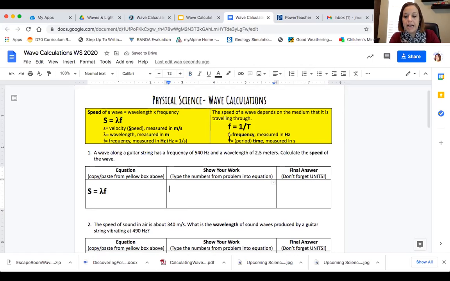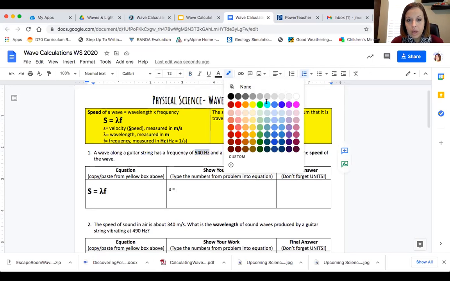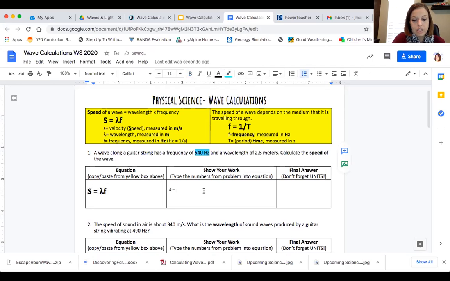So in the middle box, I'm going to say S equals, speed equals, and then up here I have my frequency, 540 hertz, okay? So I'm going to type that into my box. And I have my wavelength. You guys do not have to do the color coding. I'm just doing that to show you a visual, okay? So I have frequency times.